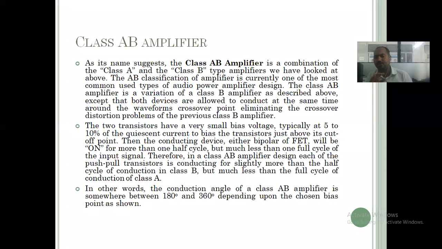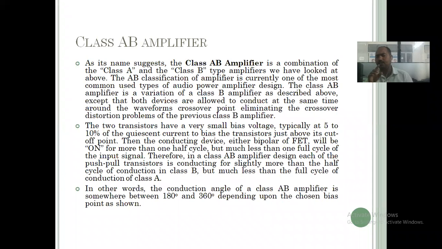Because when it works for 180 degrees, it has the problem of crossover distortion. Greater than 180 indicates that there should not be chances of crossover, because during the crossover period the device should be turned on. So that's why we use devices such as a transistor or FET which work for one full half cycle and some part of the other half cycle. So during that portion there should not be chances of distortion, right? This happens in the case of the class AB amplifier, right?